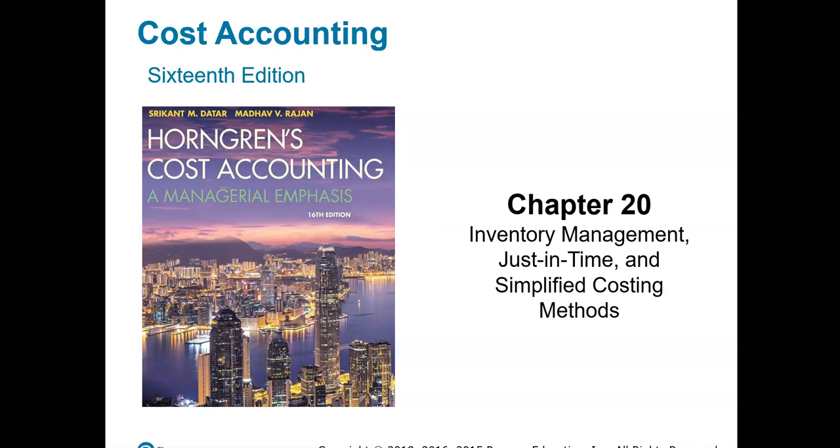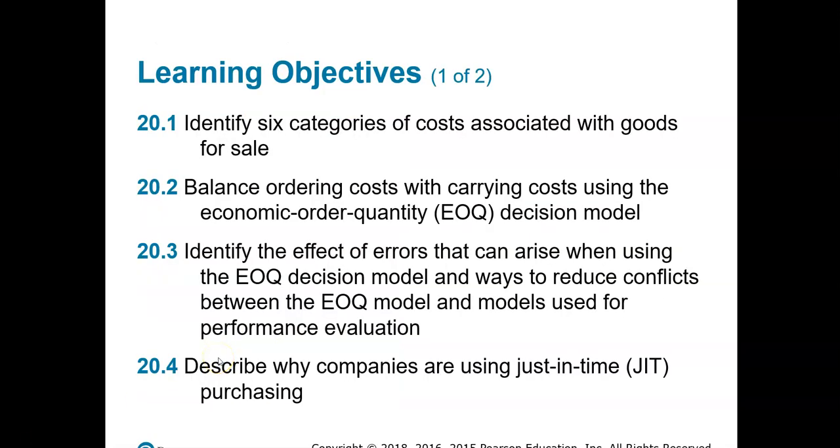And in this session, we're going to talk about inventory management, just-in-time, and simplified costing methods. This is chapter 20 in the book from Horngren's Cost Accounting. So let's go ahead and get started here with what we're going to cover. We're going to talk about 6 categories of costs associated with goods for sale.